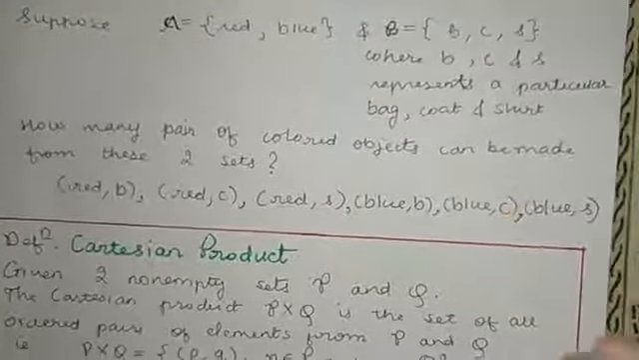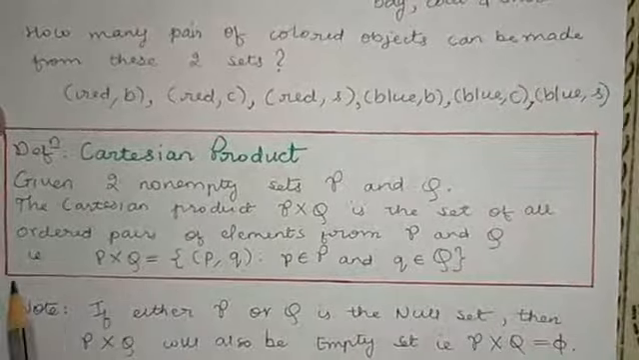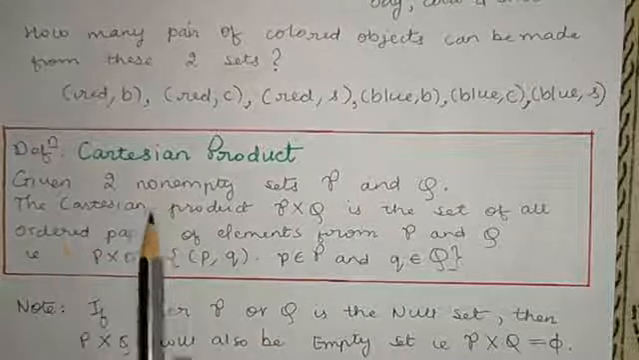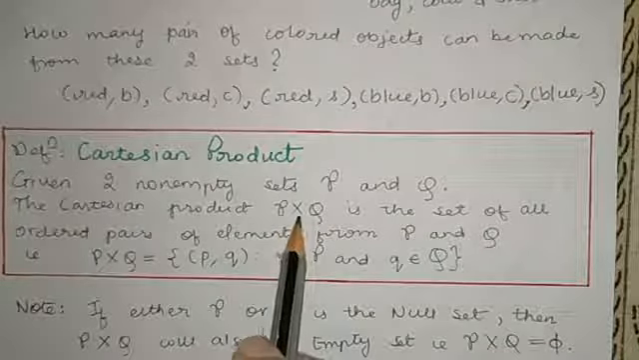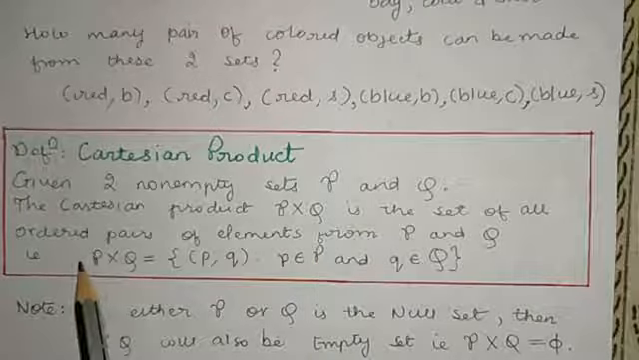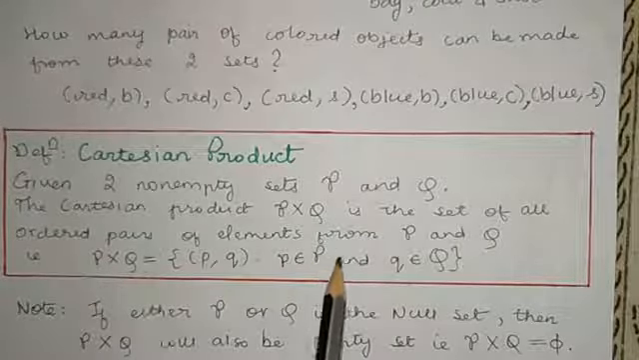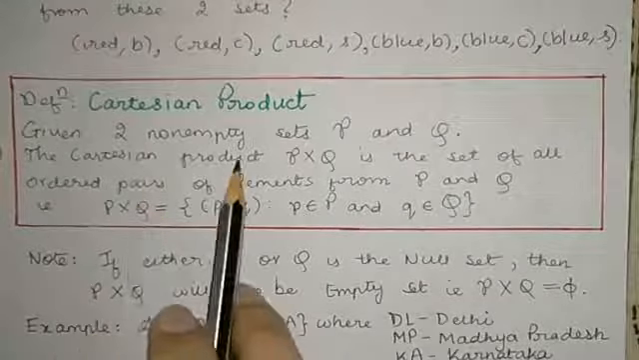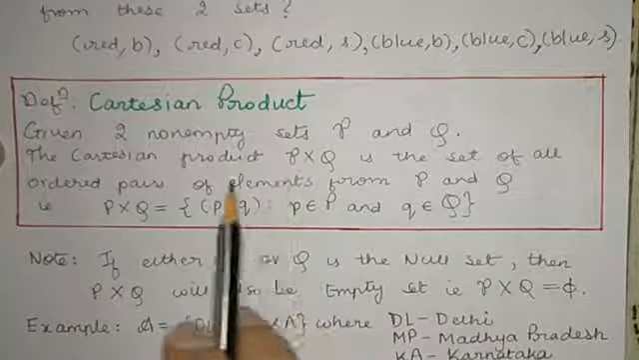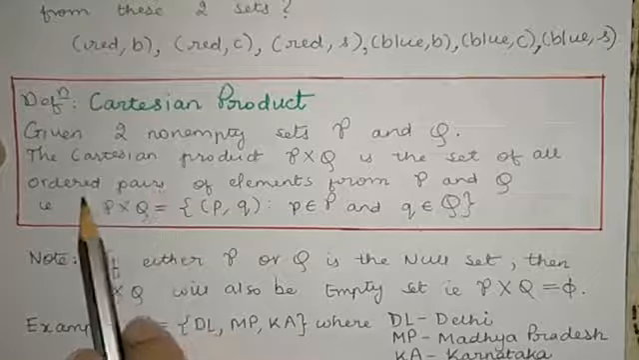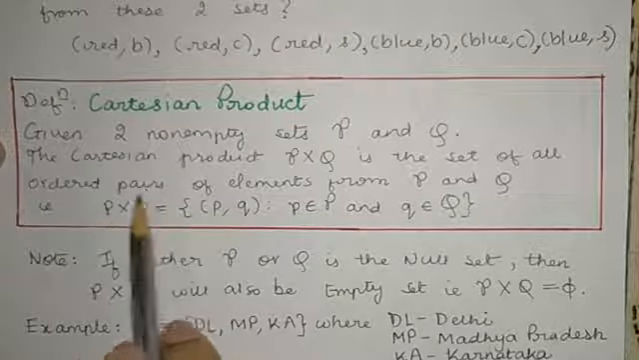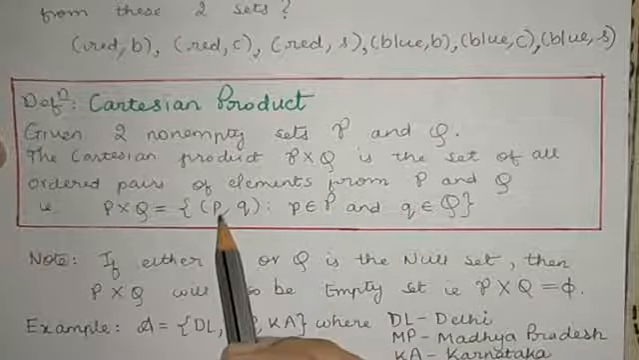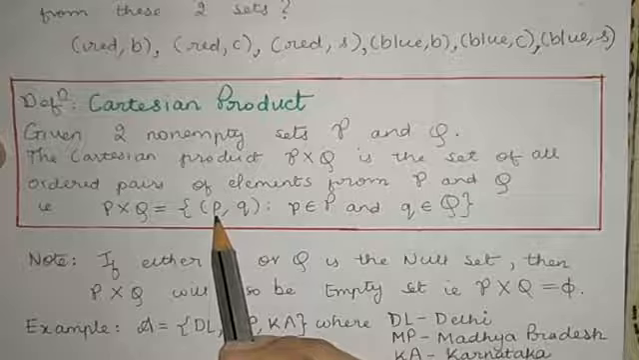Let us look at the definition of the Cartesian product now. Given two non-empty sets P and Q, the Cartesian product P cross Q is the set of all ordered pairs of elements from P and Q. So P cross Q is just the set of all objects which are ordered pairs, and the ordered pairs are made up of elements of P and Q.